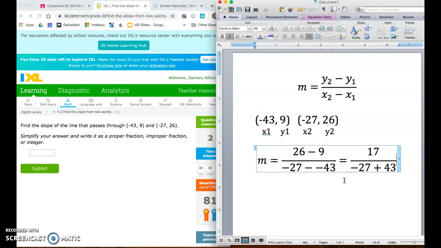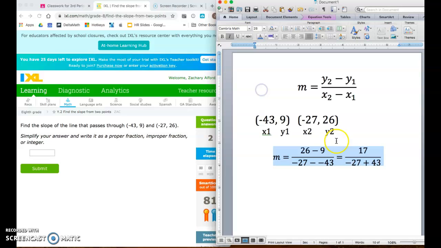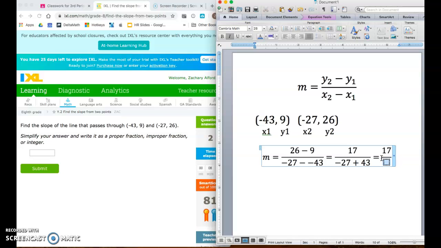Okay, now it's all going to fit on one line. Okay, again, so the top is still 17. Negative 27 plus 43. That's the same thing as saying like 43 minus 27, which is 16. All that I just did, that mental math might have been a little bit confusing.